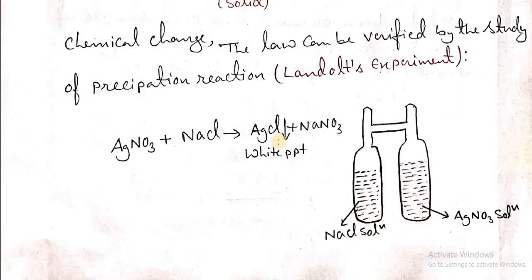Since a new substance has been formed, we can call this a chemical change. Now you'll find a white precipitate in both the tubes. Now you take the weight of this tube along with the solution and note down the weight. You'll observe that the weight before the reaction and after the reaction is the same. So this experiment verifies the law of conservation of mass.